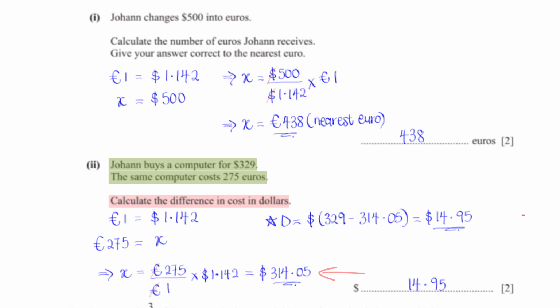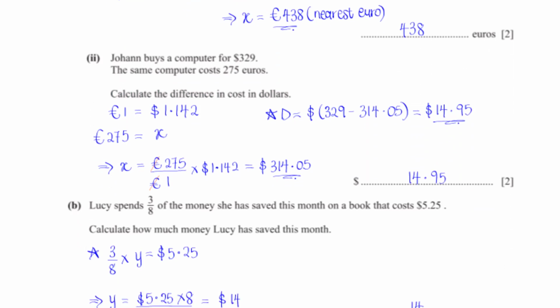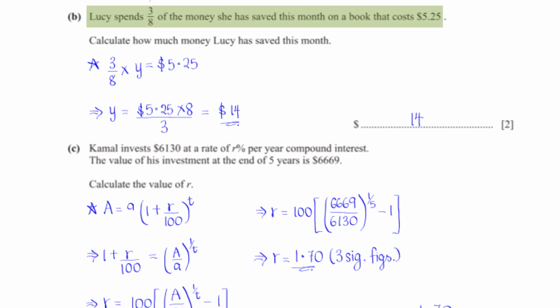$314.05. And so the difference in cost will be 329 minus $314.05, and this gives us a final answer of $14.95.